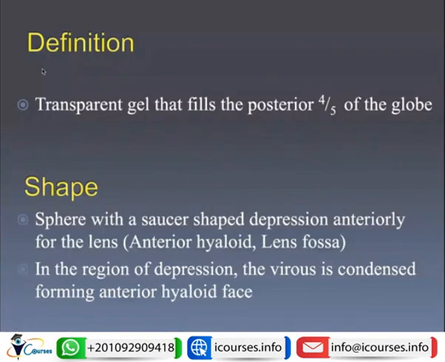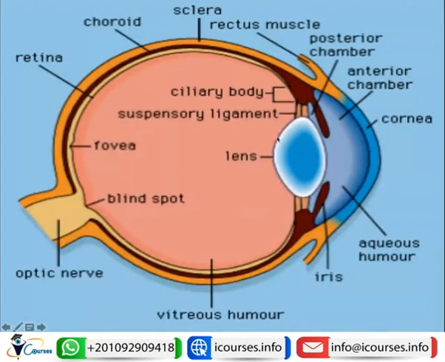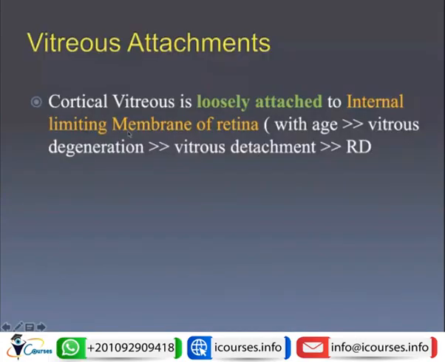So again, the vitreous is a sphere with a saucer-shaped depression anteriorly for the lens called the anterior hyaloid or lenticular fossa. In the region of depression, the vitreous is condensed, forming the anterior hyaloid face. And then there are certain adhesions between the lens and this anterior vitreous face called the capsulohyaloid ligament.